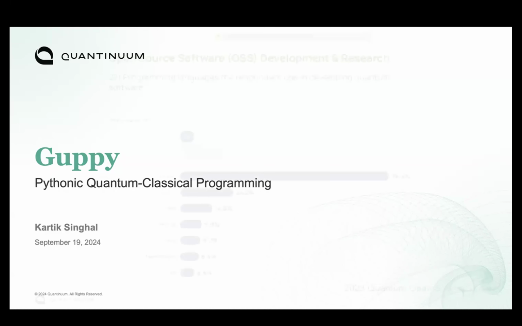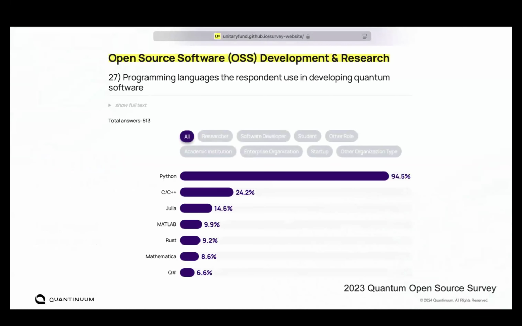So before we get started, why Python then? Because Python is not really the most safe language in the world, right? But this is a survey result from Unitary Fund from 2023, and you can see that the majority of our users are using Python. The only domain-specific quantum language in this list I see is Q#. I didn't get the whole list here, but it only has like 7% users. So we really need to see how we can utilize Python and its existing ecosystem.